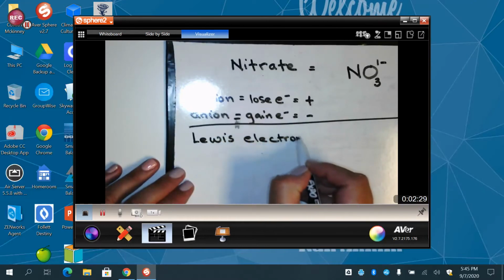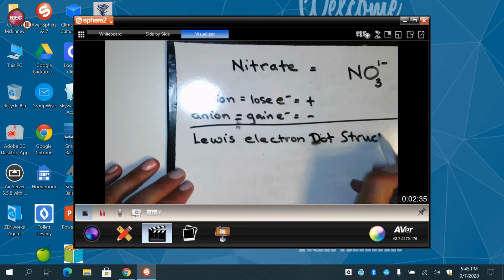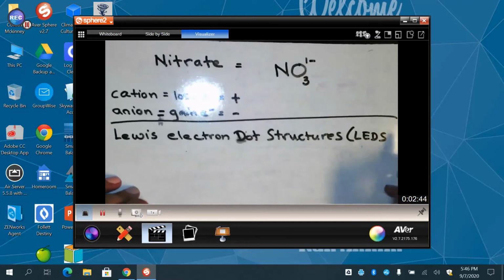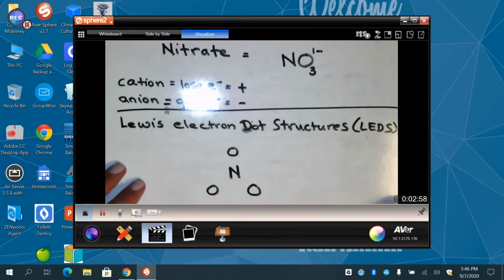Lewis electron dot structures are known as LEDs for short. So what we're doing, this is an expanded version of the formula above. We have nitrogen surrounded by 3 oxygens, just like the formula tells you, but we're going to draw it out. And what we need to do is place 8 electrons around every element. Bonding electrons always happen in pairs with a line. So that line represents 2 electrons.